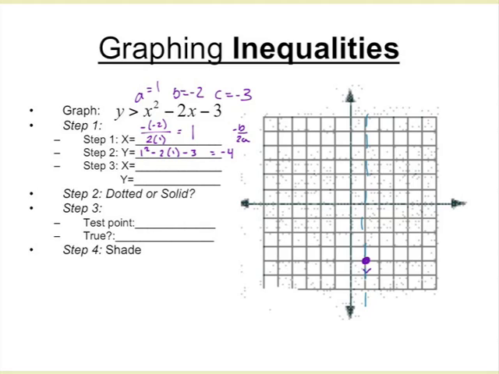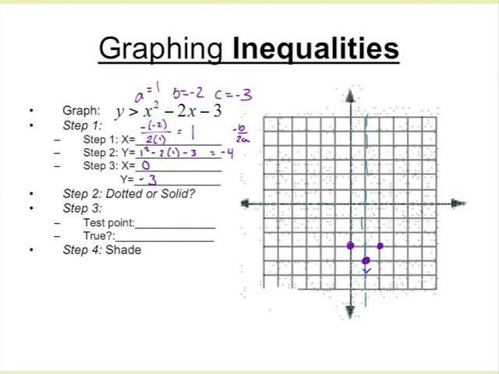Then we get to pick any x value we want. So I'm going to pick 0 and plug it in. And that gives me negative 3. Nice thing about plugging in zeros, it just always gives you that c value. So 0, negative 3 is my second point, which I can fold over to get my third point.